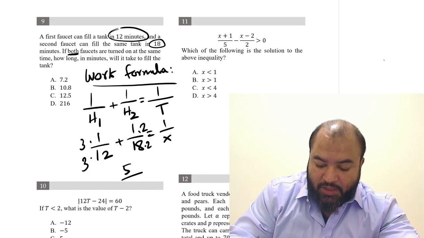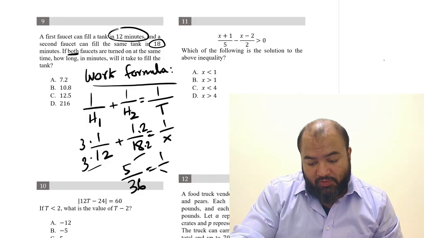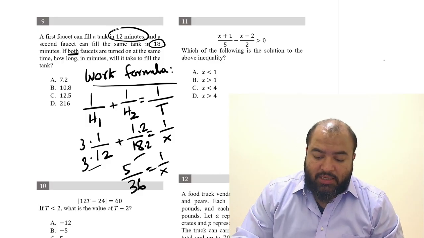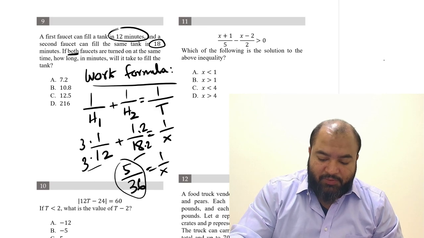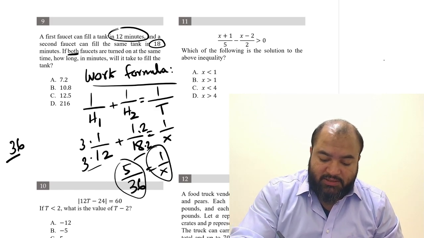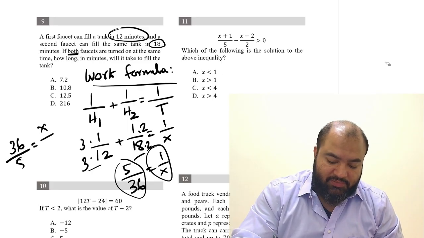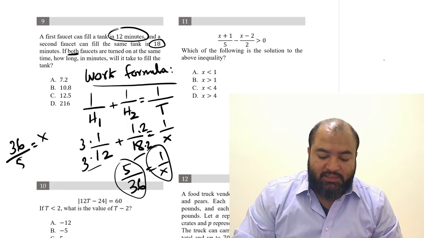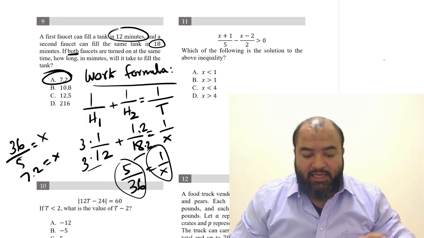over 36. The common denominator is 36, equal to 1 over x. Okay, but we're not looking for 1 over x, we're looking for x, so we can just flip both fractions. So we can say 36 over 5 equal to x over 1, which is the same thing as x. So 36 over 5 is 7.2. So 7.2 minutes. A is the answer.